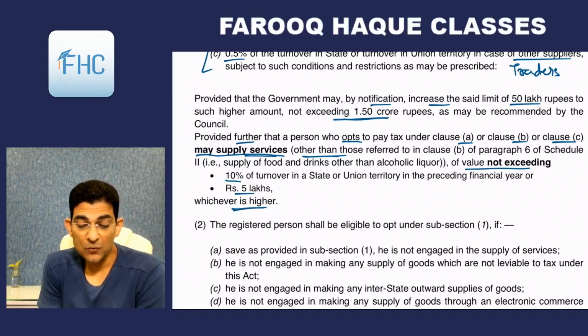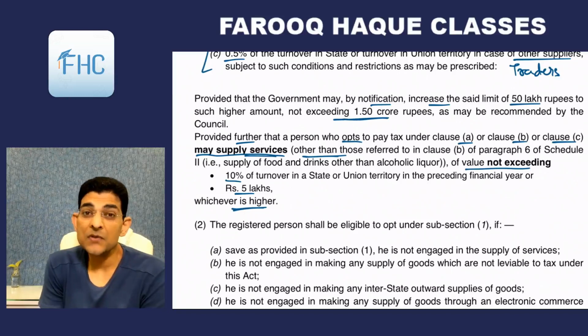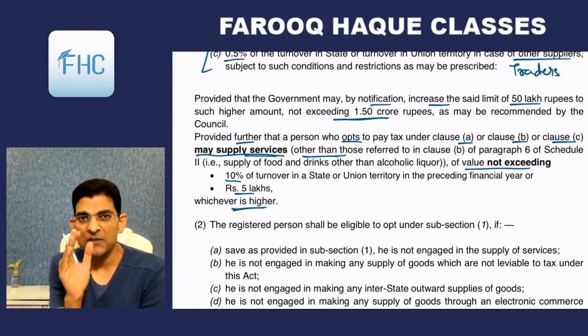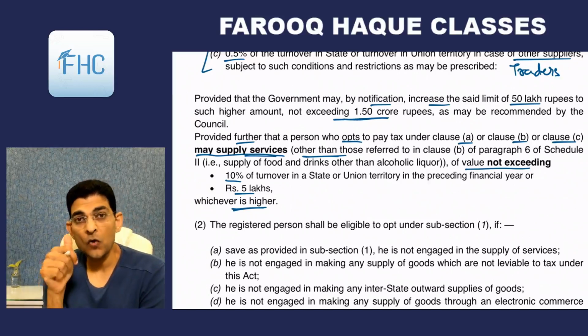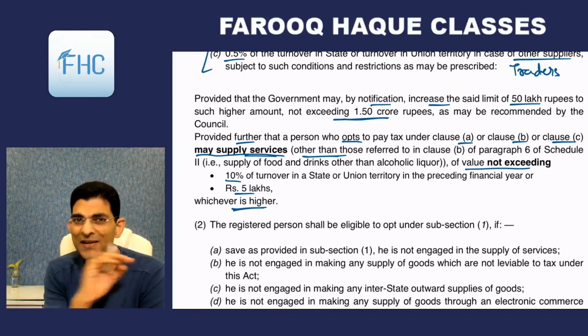Provided further that a person who opts to pay the tax under clause A or B or C may supply services. Means if you are into supply of goods and you also supply some services, for example you sell cars and you provide services also. What service? The servicing of the car, repair, maintenance, servicing. So in that case, earlier, that is before 2019, you were not entitled for composition scheme. So composition scheme was specifically for goods or for restaurant service. That's it. Purely goods.